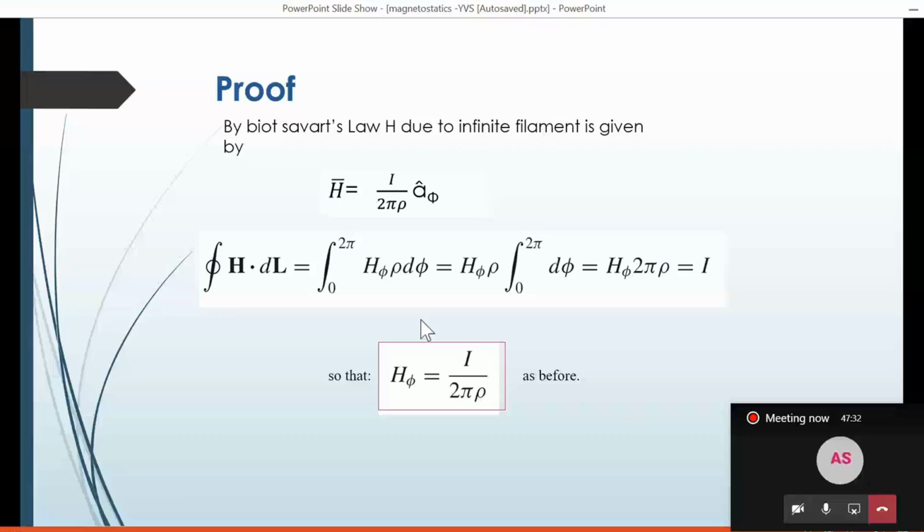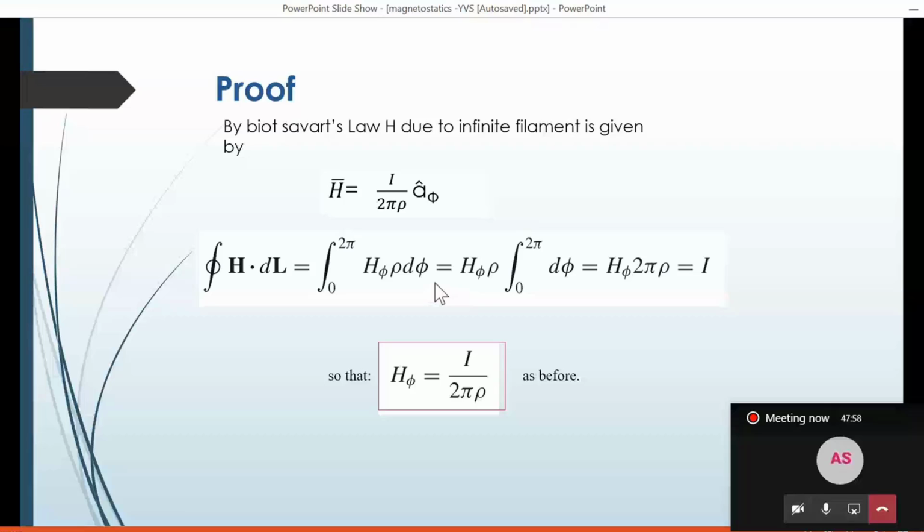So this r and this r will get cancelled, and 1 upon 2 pi will remain there in h phi. आणि मग integration of d phi असेल. So what is the limits for that d phi integration? It is 0 to 2 pi. The limits are 0 to 2 pi. So if I put the limits, then it will become h phi into 2 pi r.